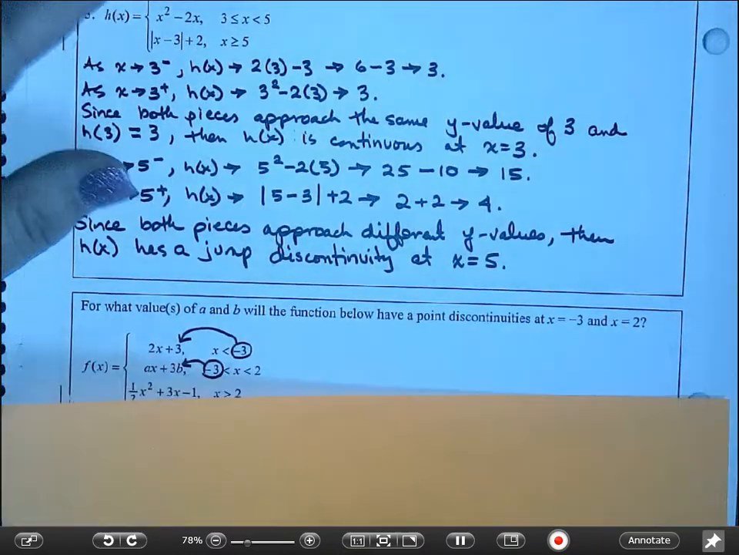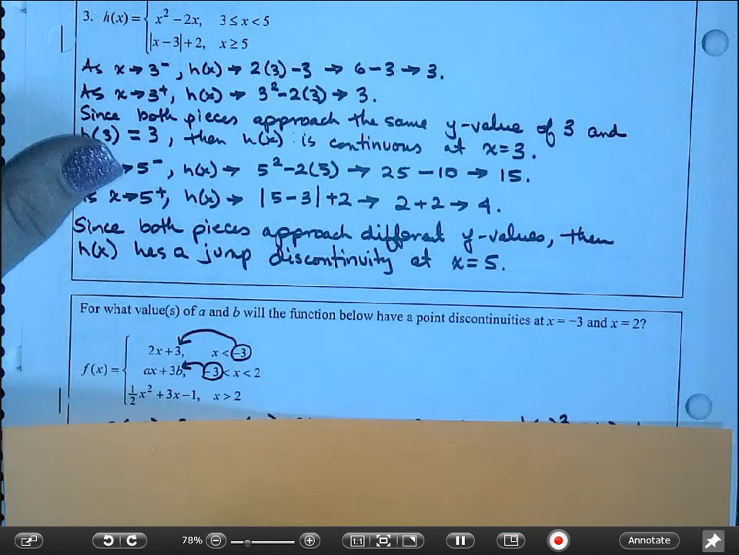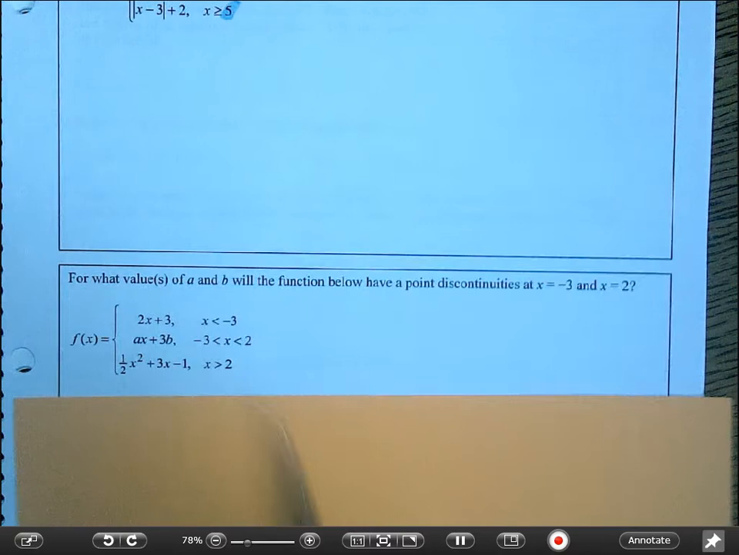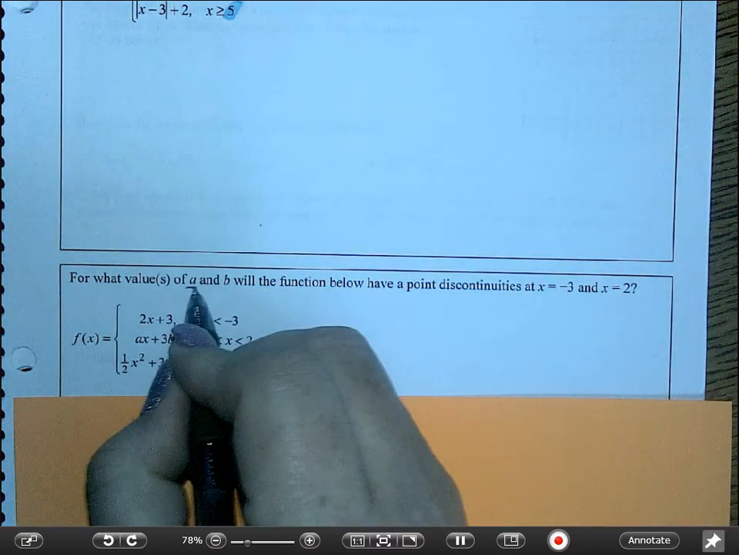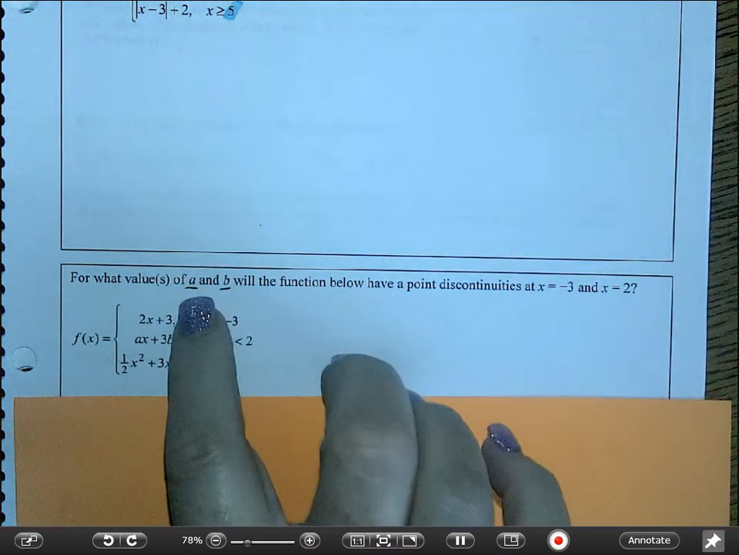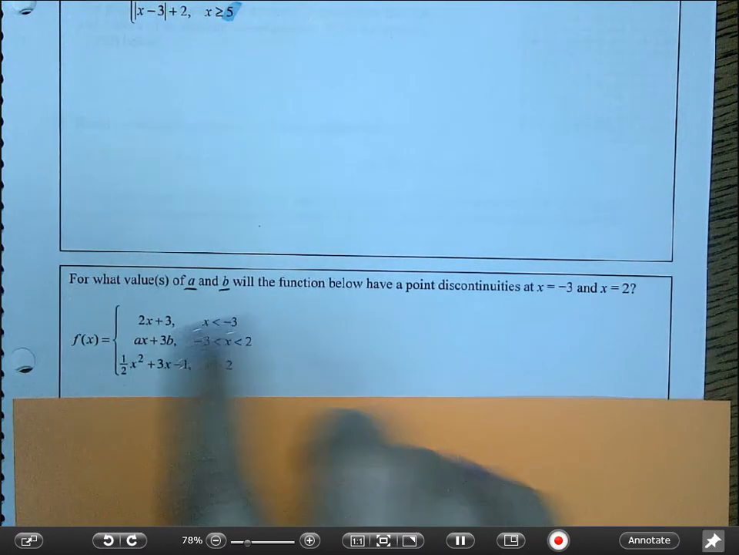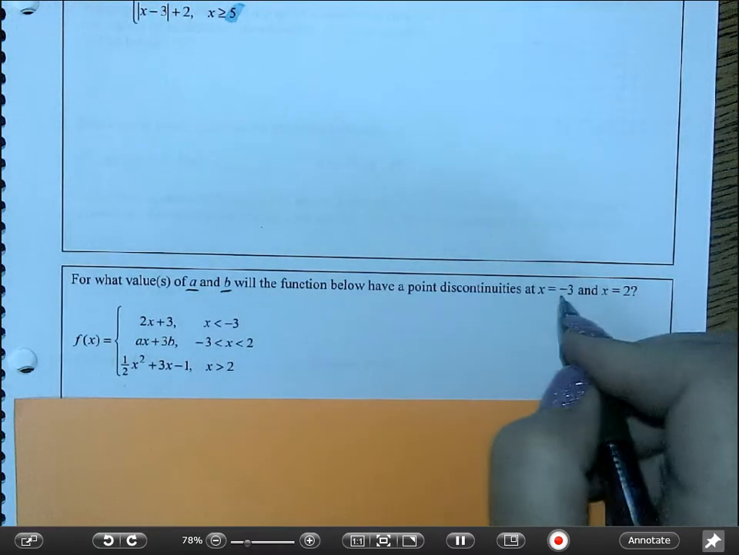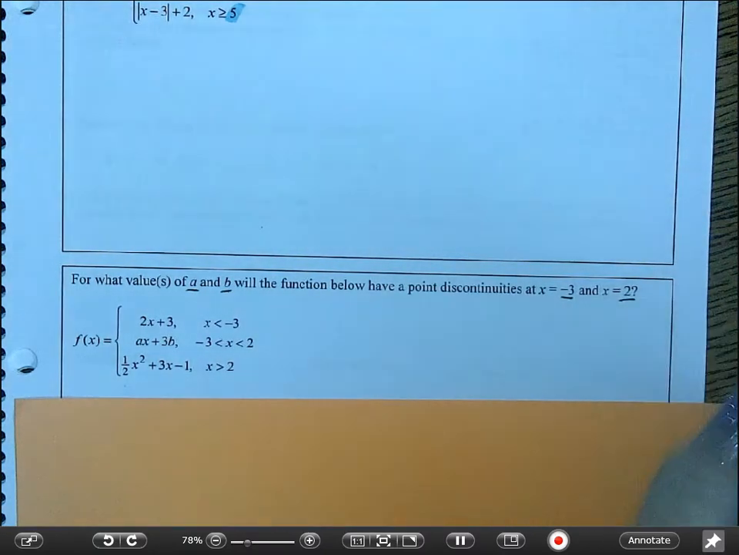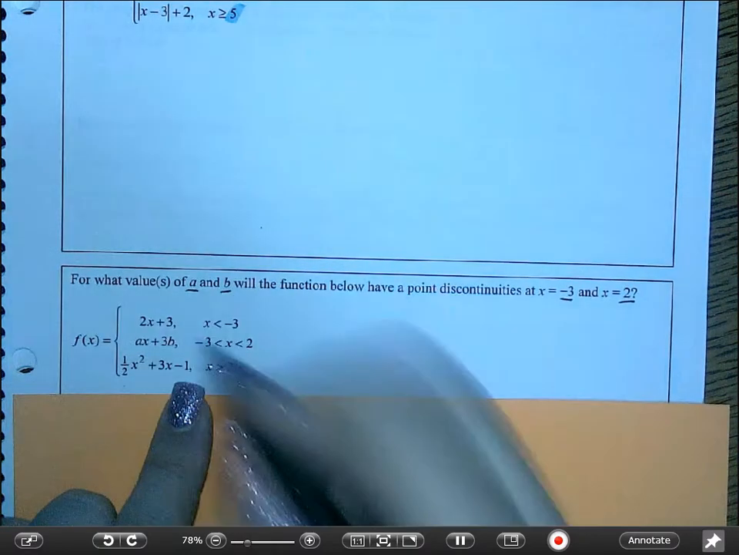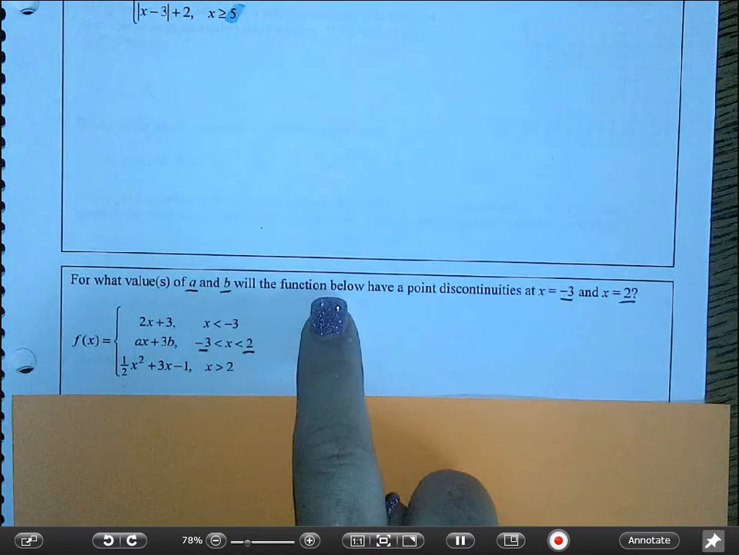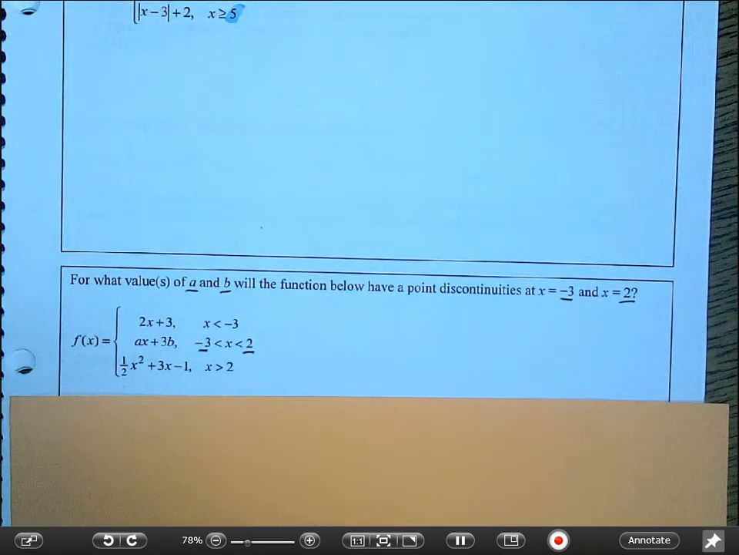All right, let's take a look at this right here. For what values of a and b? This is a different type of question. We're trying to figure out a and b. Will the function below have a point discontinuity at x equals -3 and x equals 2? So we've got -3 and we've got 2. Well, we want point discontinuity. Point discontinuity says that the y values have to match.